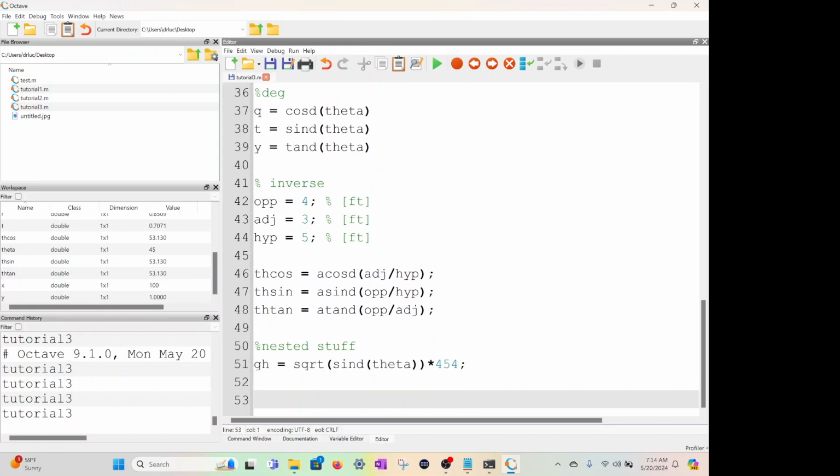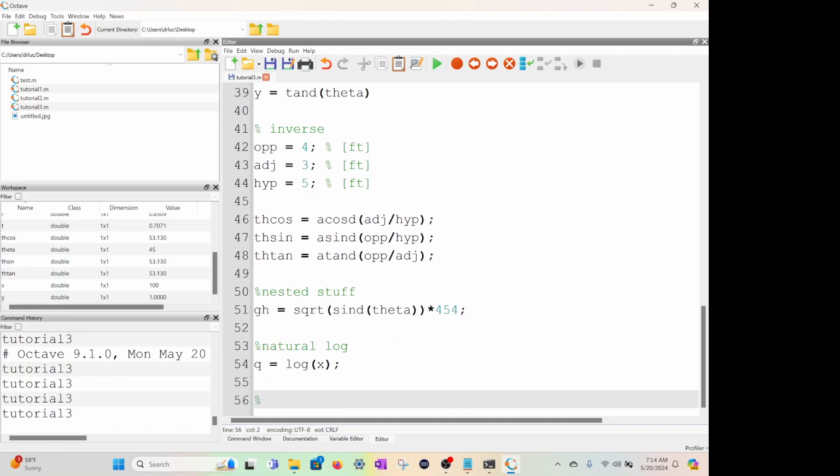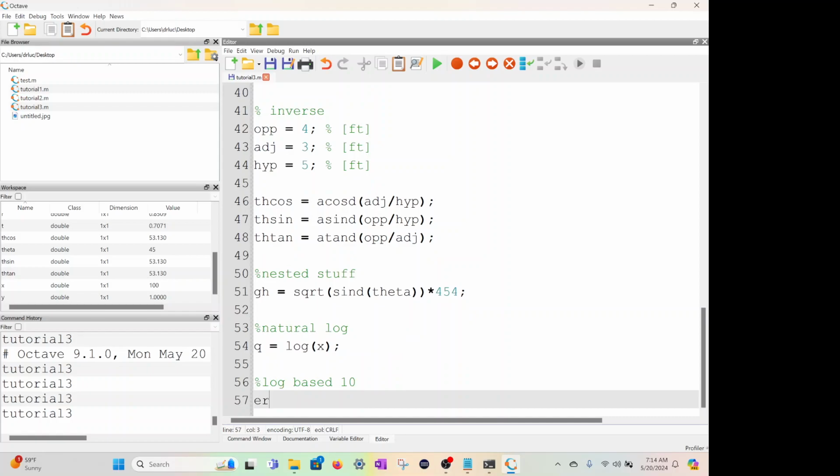Okay, let's look at natural log. So Q equals log of X. So when you say log in here, it's actually the natural log. So be aware of that. And if you want to do log base 10, then it would be log10 of 10. Okay, so log10 is actually log base 10.